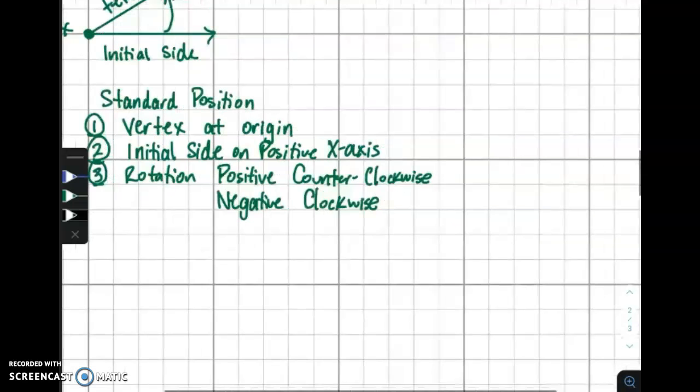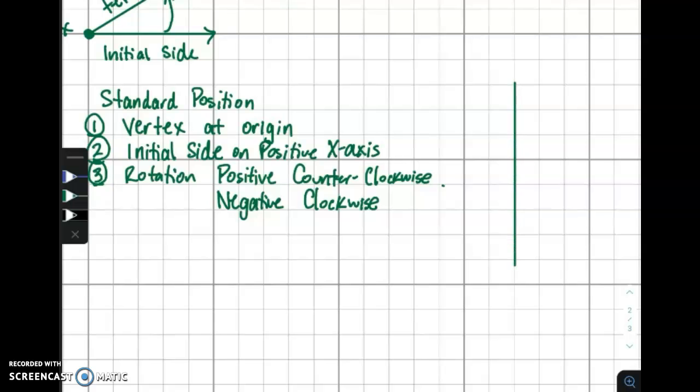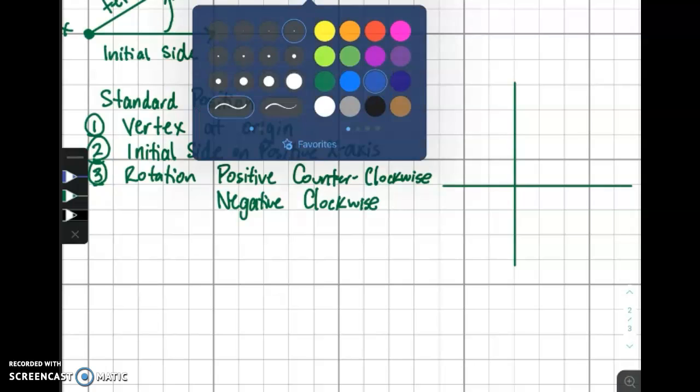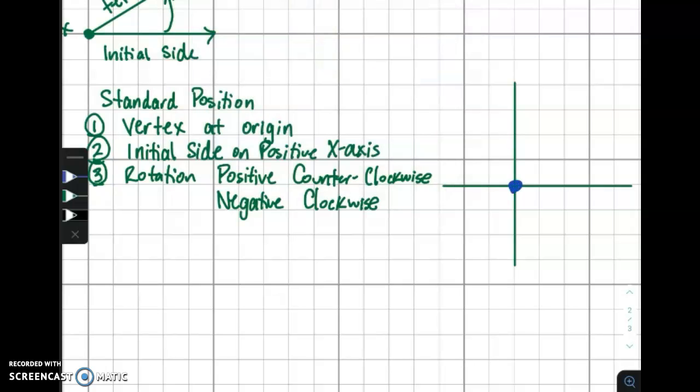So here's what I mean. When you're looking at the x and y axis, if I want to plot an angle, I'm going to start with my vertex at the origin, and I'm going to start with my initial side on the positive x, and then I'm going to rotate it. So if it's a positive angle, I'm going to rotate it counterclockwise and then draw my terminal side. So that would be positive rotation.